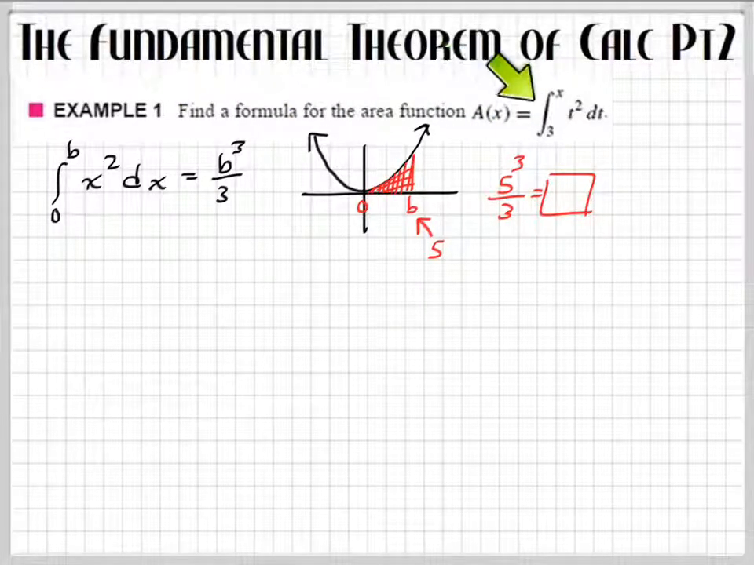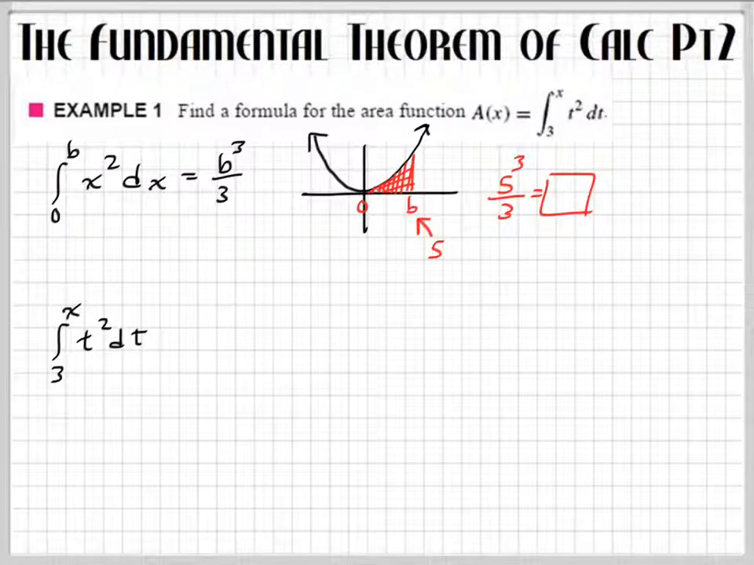Okay, and so this problem right here is neat because what we're going to do is essentially create these formulas, but you don't have to start from 0. We're going to start from 3, and we're going to do this by using the second part, or they call it part 2, of the fundamental theorem of calculus. So let's write it out right here. We have the integral from 3 to x of t squared dt.